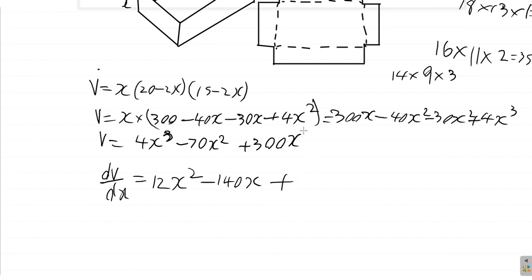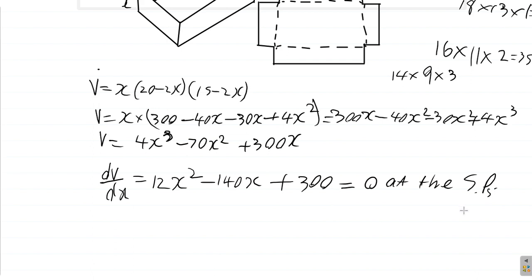Plus, the power of x here is 1, so you say 1 times 300. So it's 300 x to the 1 minus 1. But 1 minus 1 is 0. But what is x to the 0? X to the 0 is equal to 1, so you don't even have to write it. So here now, this is the gradient function, and it is equal to 0 at the stationary points. Well, 2 stationary points here.